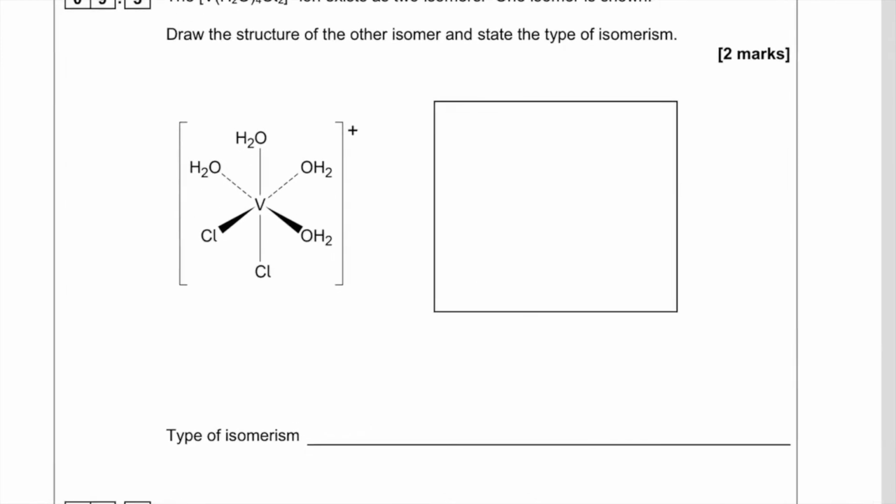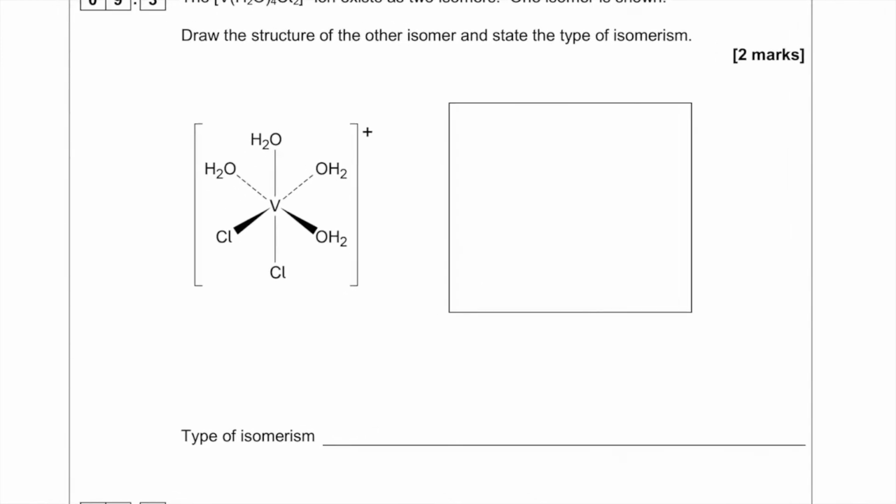Over the page onto something slightly different, the V(H2O)4Cl2 1+ ion exists as two isomers. One of the isomers is shown. Draw the structure of the other isomer and state the type of isomerism. So if we notice, we've got these two chlorines at the bottom left and at the bottom, or if you like 6 o'clock and 8 o'clock, and they're next to each other. But of course, there's another form of this complex ion whereby they are not next to each other. So where are you going to move one of those chlorines to, and what type of isomerism is it?